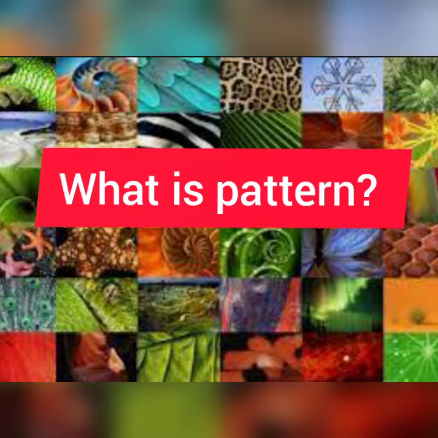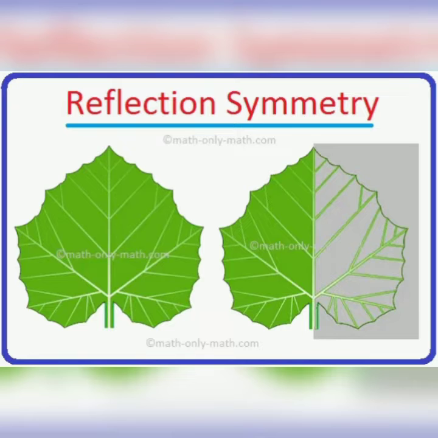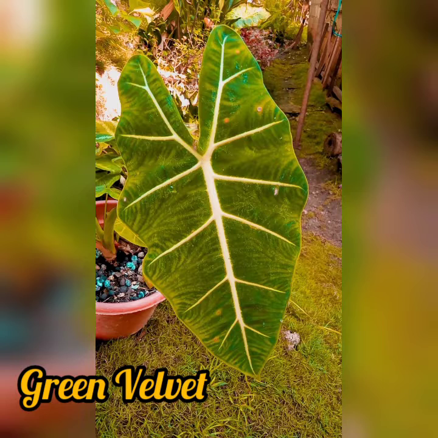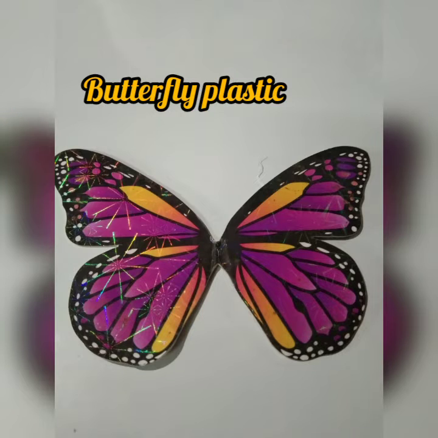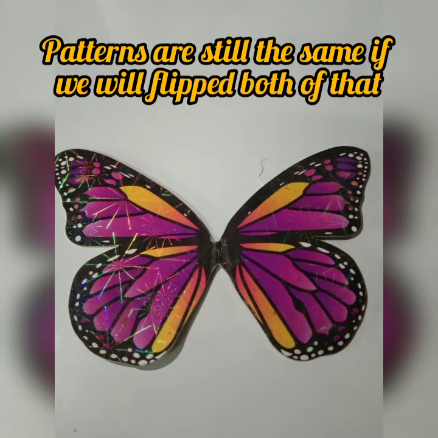We see patterns every day. There are three types of symmetry. First, reflection symmetry, also known as bilateral symmetry. It is a mirror effect, where one object is reflected or flipped. One example of reflection symmetry in nature is the green velvet, and in the man-made is the butterfly plastic. As we flip both of those examples, the patterns are still the same.